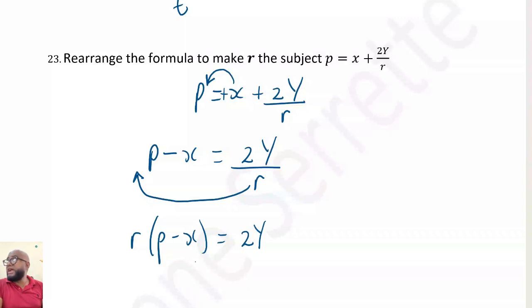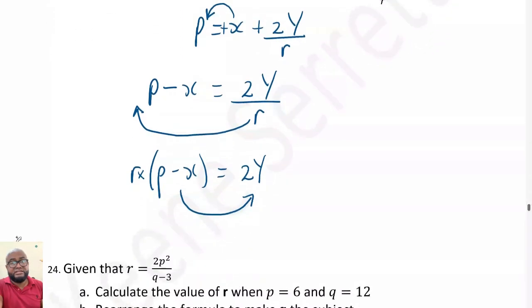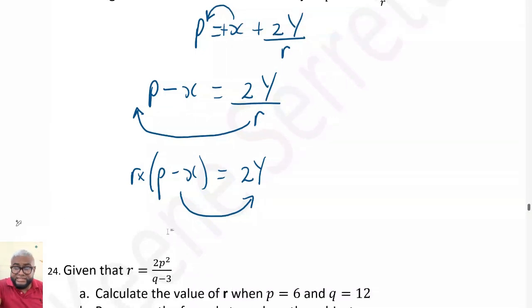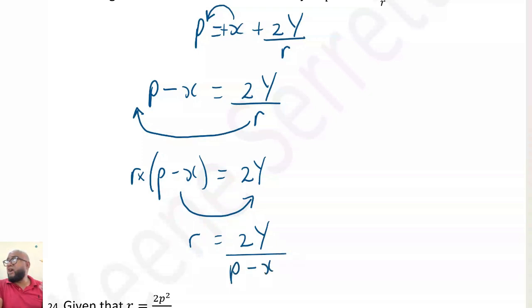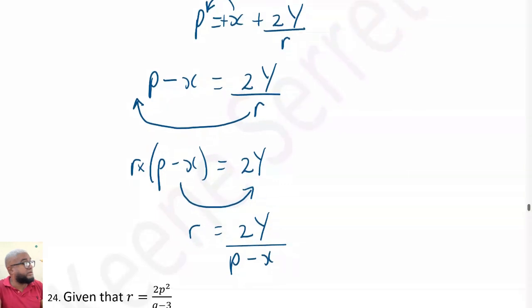Now, we need to make R the subject. So the last thing we need to move here is this P minus X. Now, if R is being multiplied by P minus X, what do you do with P minus X when you carry it to the right? Divide, right? So this will be R is equal to 2Y all over P minus X. So is R now the subject of my formula? Yes, sir.